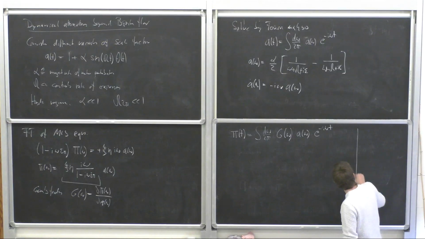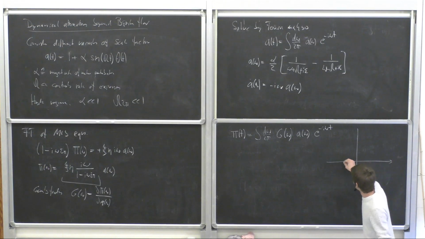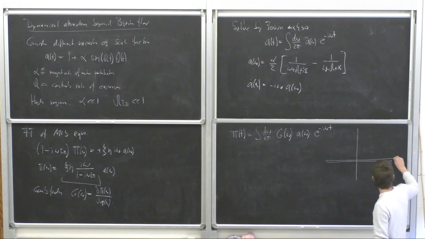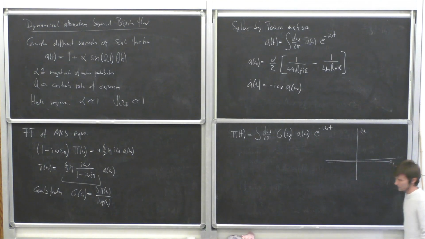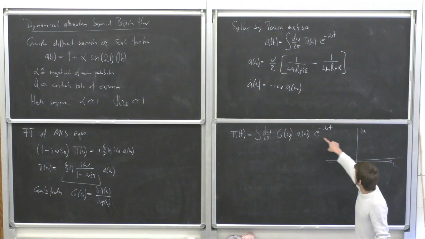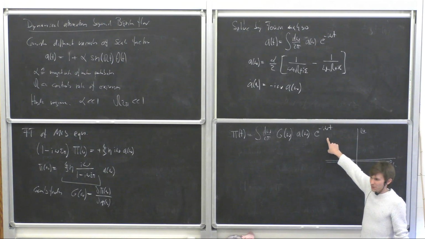In principle, what we have to do is integrate along the real frequency axis. So this is the complex frequency plane, and this is our integration contour. Now we have to see how to close this contour to make use of the residue theorem. How we close it is given by this exponential factor.